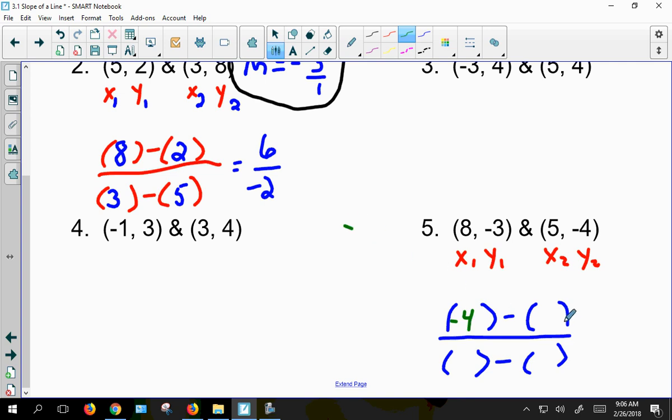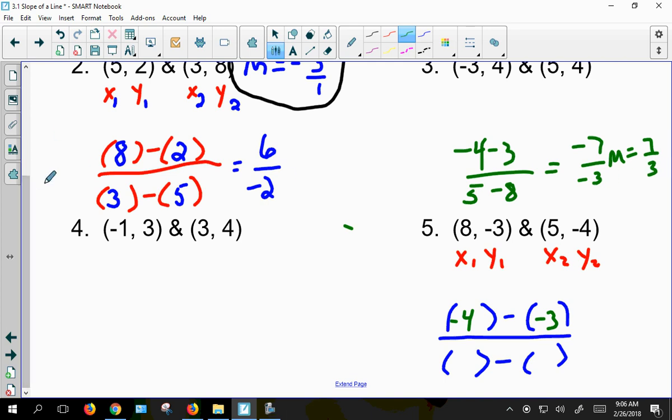y1 is -3. Now, if you do this without the parentheses, you have a habit of doing -4 minus 3 over 5 minus 8, and then you end up with -7 over -3, and then you think m equals 7 over 3. That's not right, because it's negative. It's minus 3, which turns my 3 into a positive.